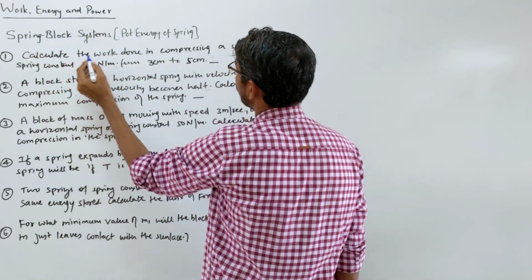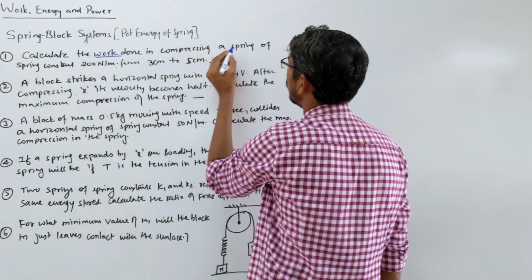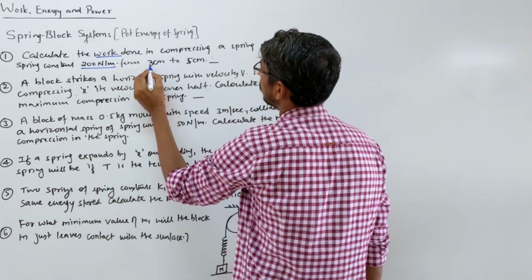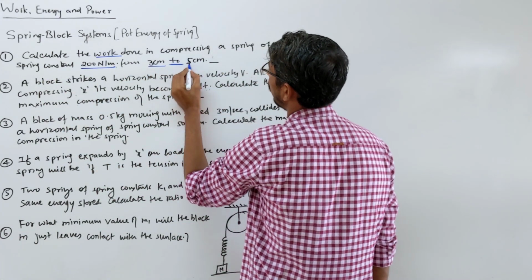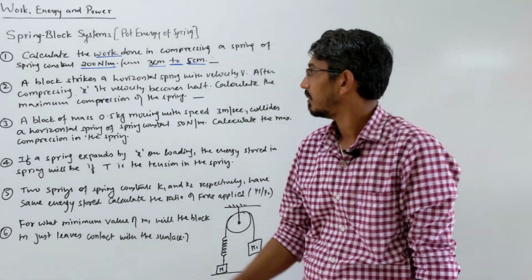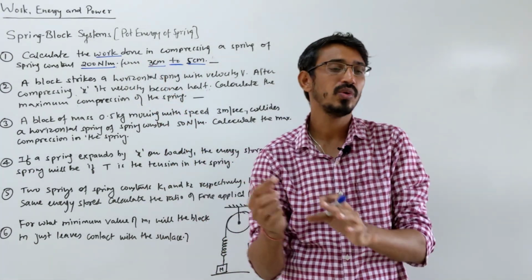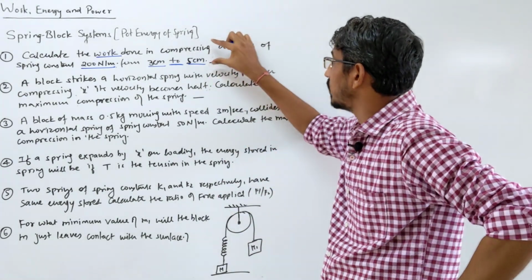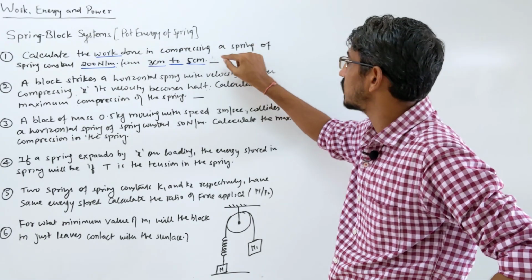Look here. Calculate the work done in compressing a spring of spring constant 200 Newton per meter from 3 centimeter to 5 centimeter. Means the spring is already compressed by 3 centimeter, and we want to go till 5 centimeter. How much work will we do? Here again we have two types of possibilities. I will explain to you. Let's first solve this question.